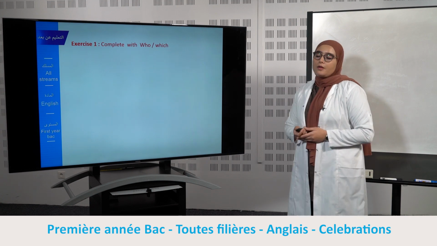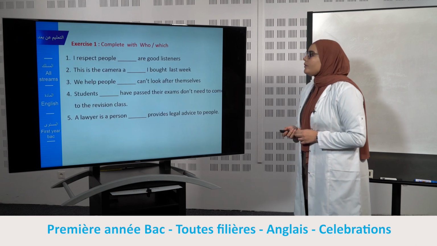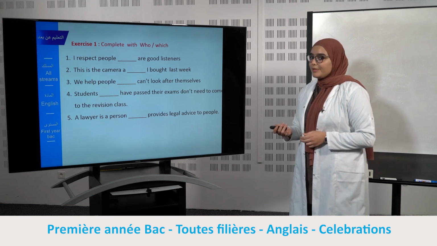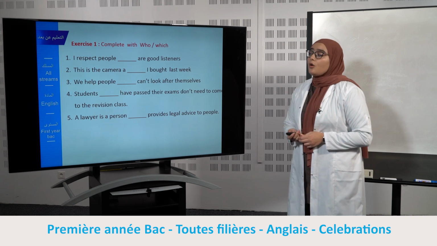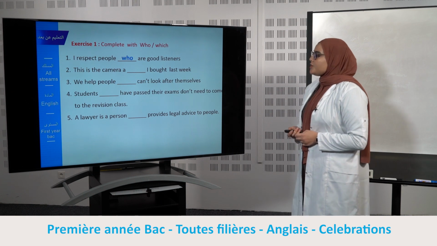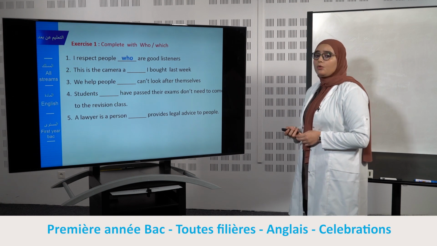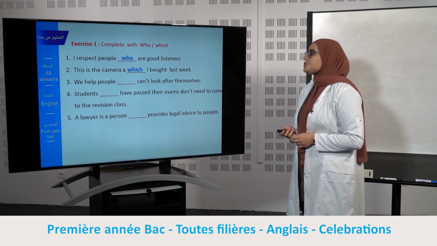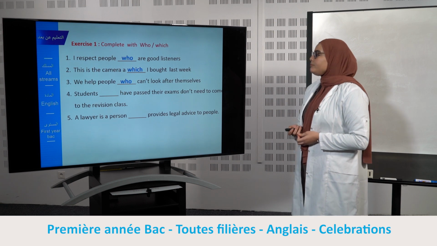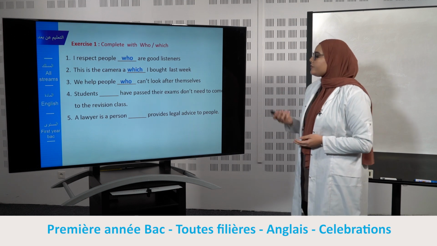Okay, let's do the following exercise. We have to complete with who or which. Okay, number 1, I respect people who are good listeners. People. So here, what are we going to use? Of course, we are going to use who, because people, person. Example number 2, this is the camera which I bought last week. This is the camera. Are we going to use who or which? Of course, we are going to use which because camera is a thing. It's not a person. Okay? Number 3, we help people who can't look after themselves. Of course, here we are going to use who because people, like the first example.